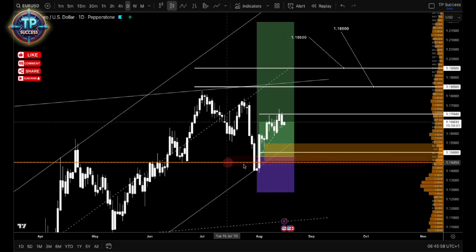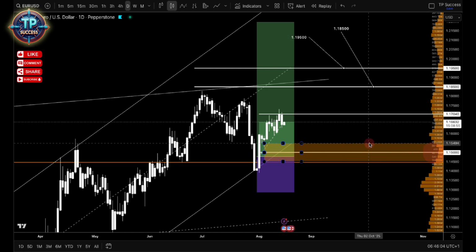So that's this little orange line going across right here. And then we have a little zone right here, which is between 1.15494 and, let's just say, 1.14500. Yeah, so just sitting nicely in between those two zones at the moment.